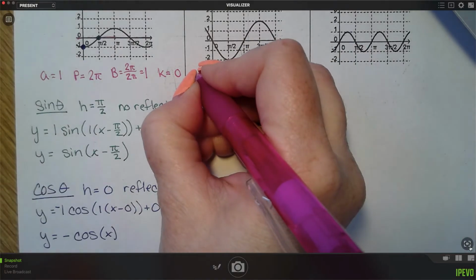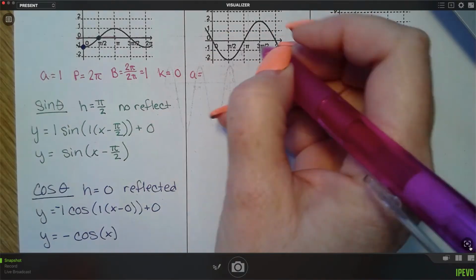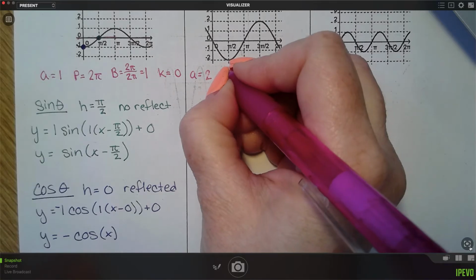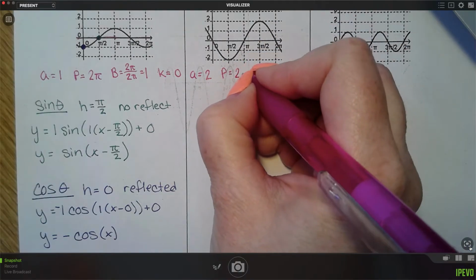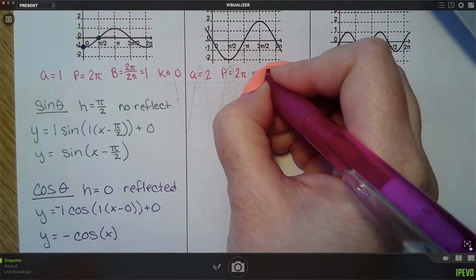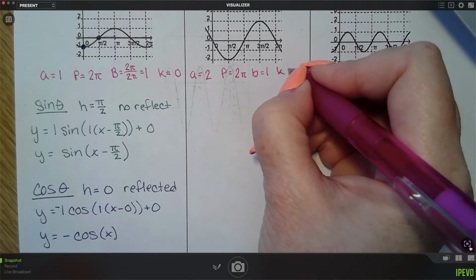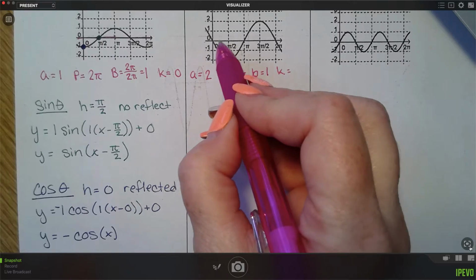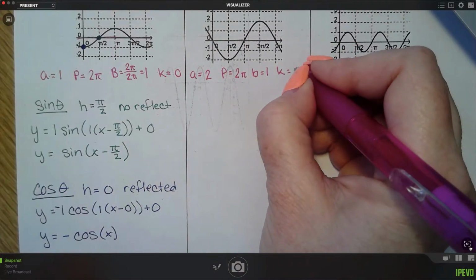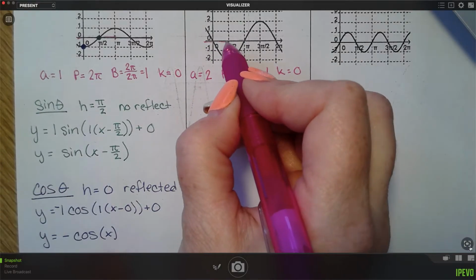Amp. 2, because it goes from the middle, because the middle's still at 0, isn't it? Period. Yep, 2 pi. So that means B is what? 1. And K? This is the middle of the curve. Where's it at? 0. K is the middle of the curve, the horizontal middle.